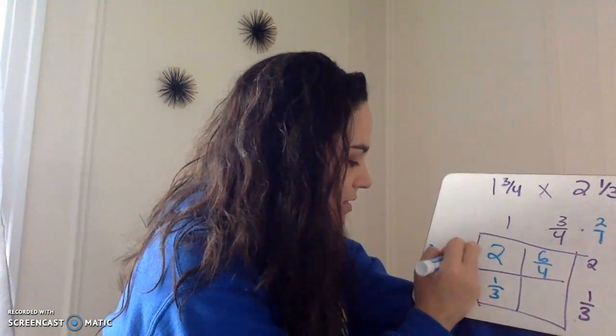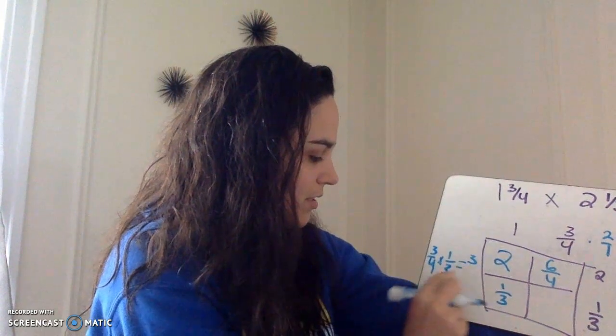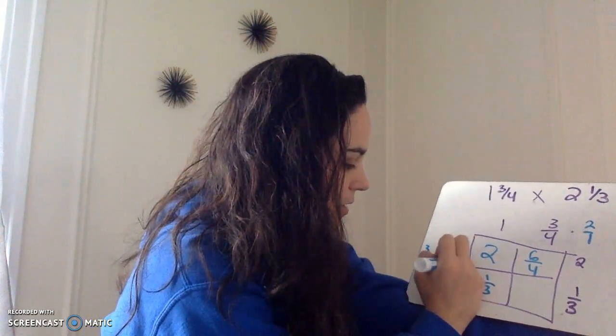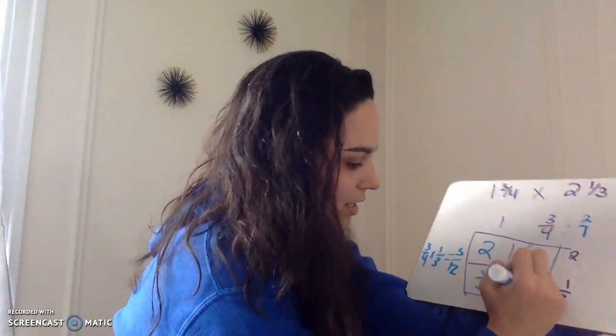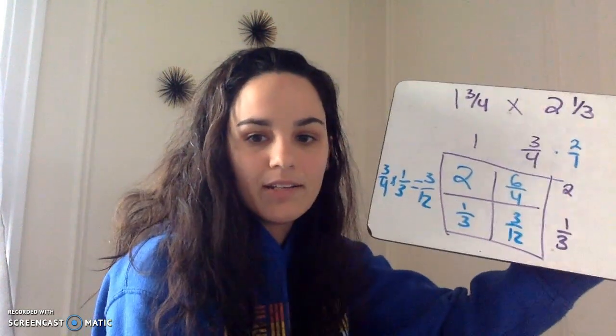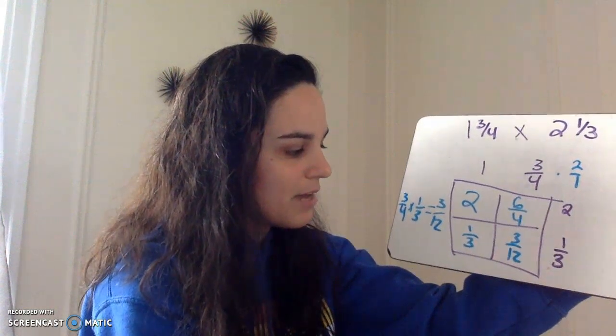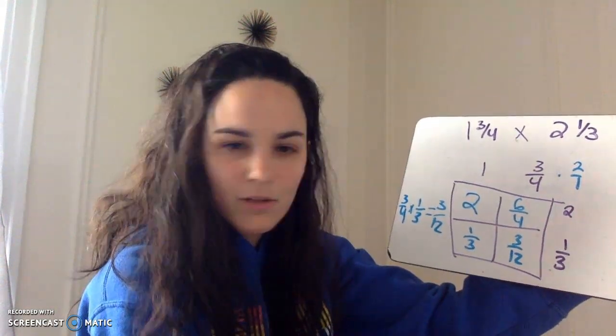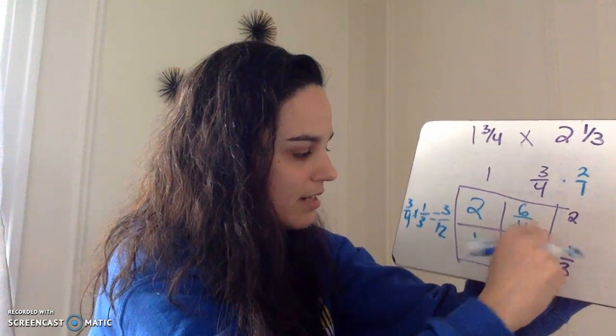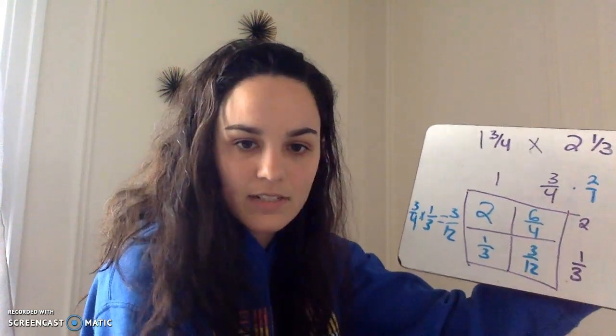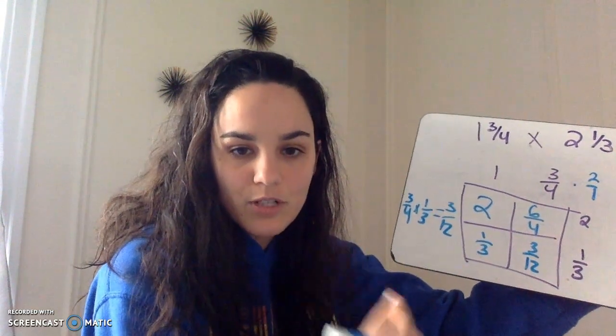I'm just going to do that on the side over here. So 3 times 1 is 3. 4 times 3 is 12, so 3/12. All right, so now I actually need to add all of these together. But I'm noticing that that's going to be a little bit difficult because I have a 4 in the denominator, a 3 in the denominator, a 12 in the denominator. So my denominators don't match.